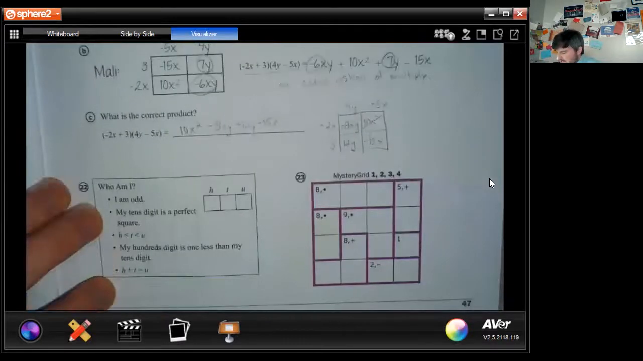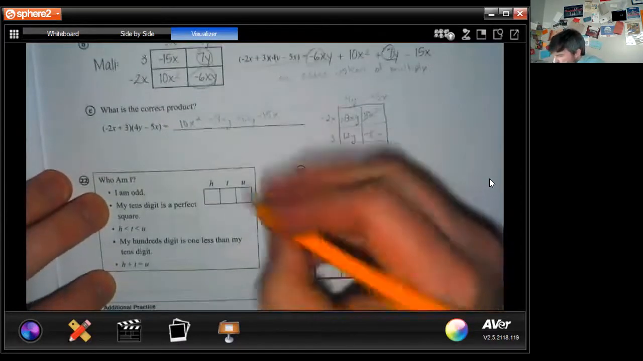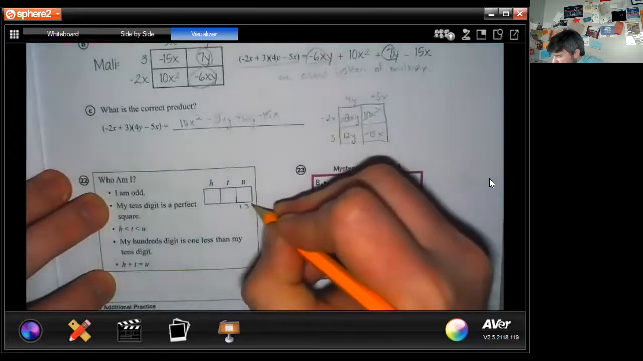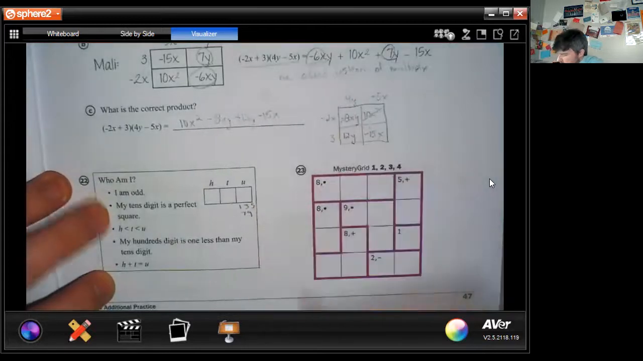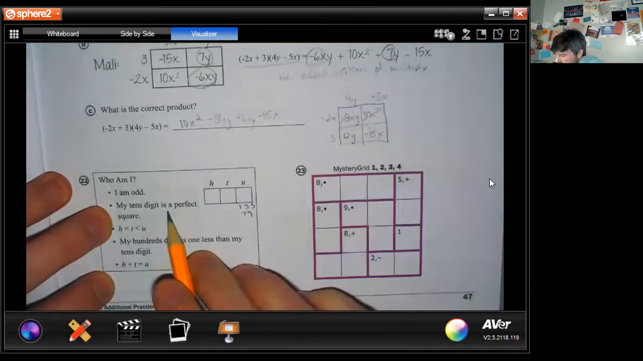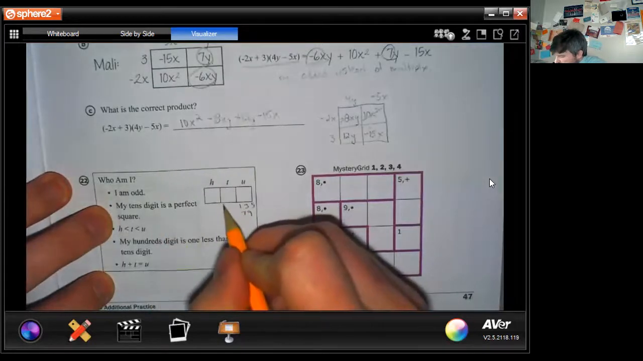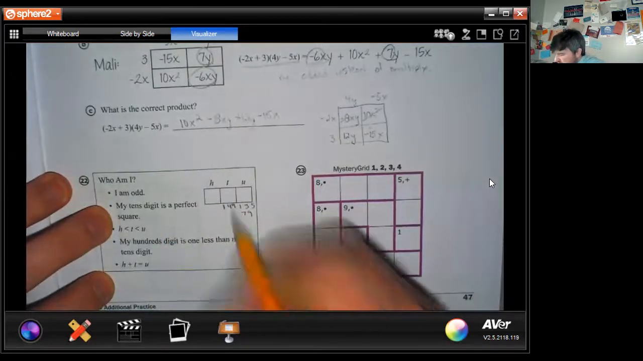Okay, another who am I? I am odd. That means this is a 1, 3, 5, 7, or 9. My tens digit is a perfect square. So that's a 1, 4, or 9.